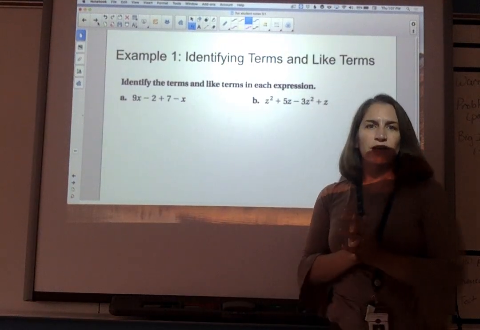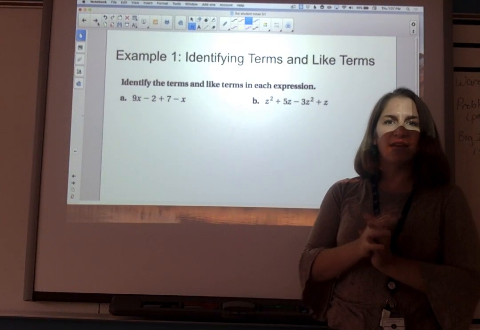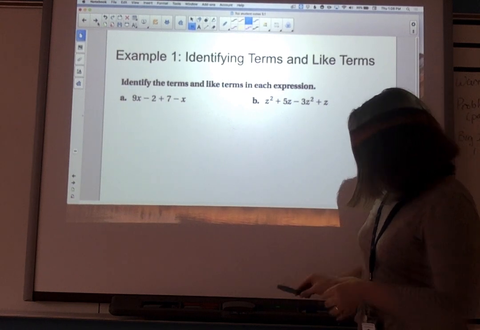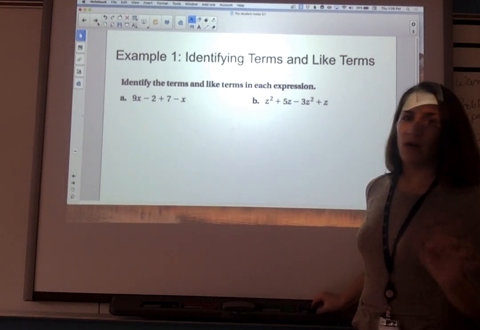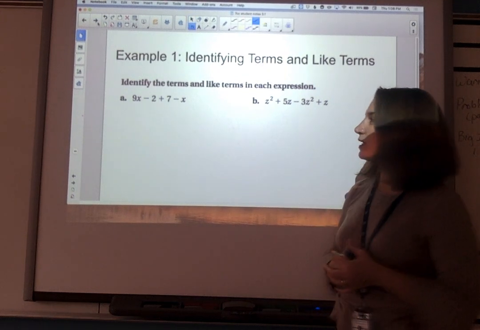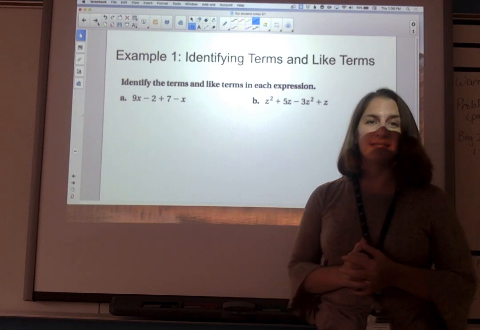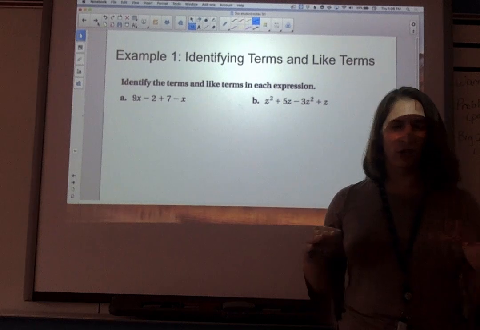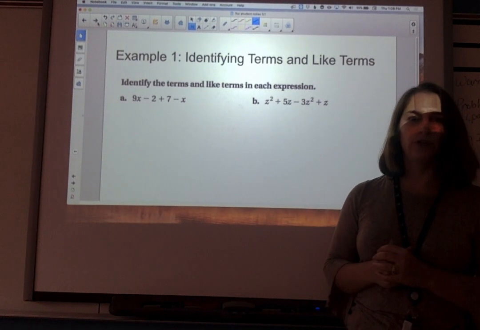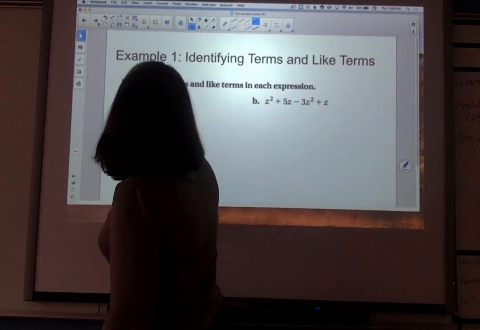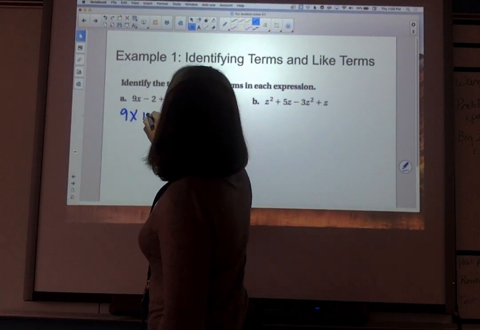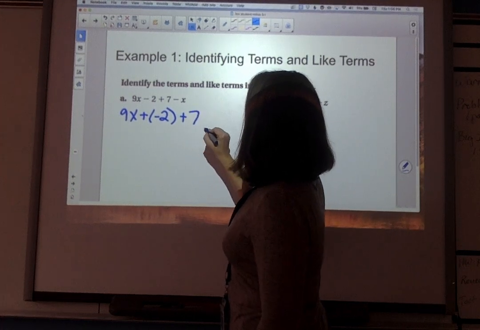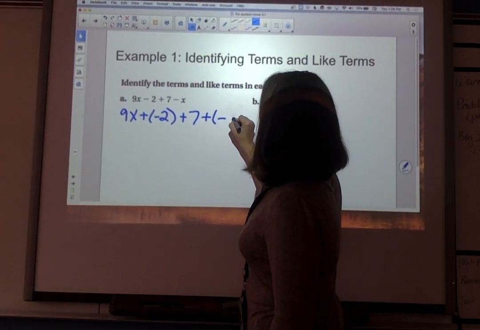So let's go ahead and look at some examples. First, we're going to identify terms and like terms. So let's identify the terms here. Our first step, always, in identifying terms, is to rewrite the expression as a sum of terms. We don't want any subtraction symbols. We want to change it to all addition. So it's a sum of terms. So I'll rewrite this to 9x plus negative 2 plus 7 plus negative x.